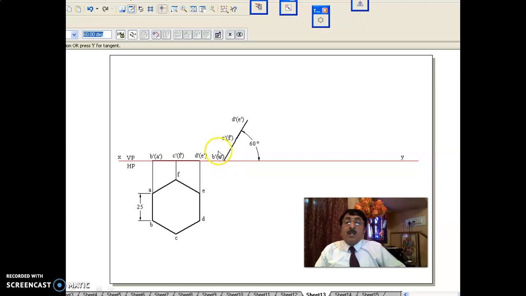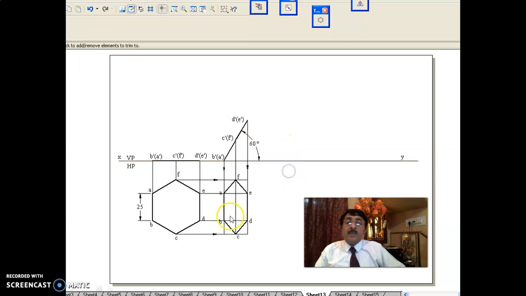Okay, it is resting on edge AB. B dash A dash is on HP. Surface inclined at 60 degrees to HP. Okay, get the top view. A, B, C, D, E, F. In that way, get the top view.